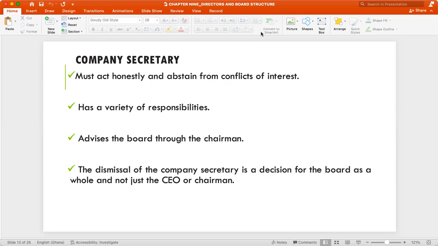The dismissal of the company secretary is a decision for the board as a whole and not just the CEO or chairman of the board. So you see how important that position is. Okay, it's not the ordinary secretary that you can just dismiss as you want. If you want to dismiss a company secretary, you need the approval of the entire board. The chair or the CEO cannot dismiss the company secretary. So it's not an ordinary employee in a company for the CEO to fire like he or she can do with other employees.